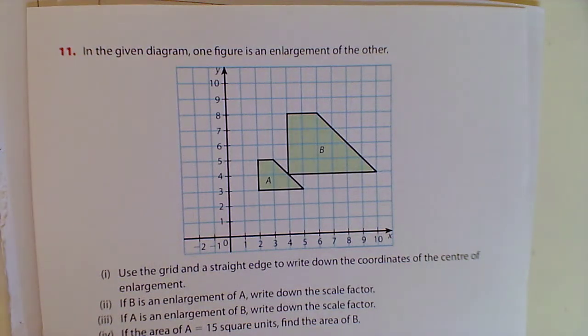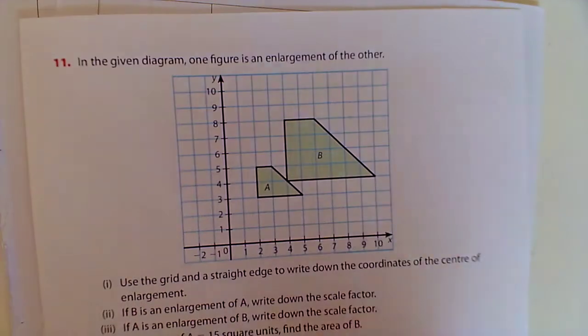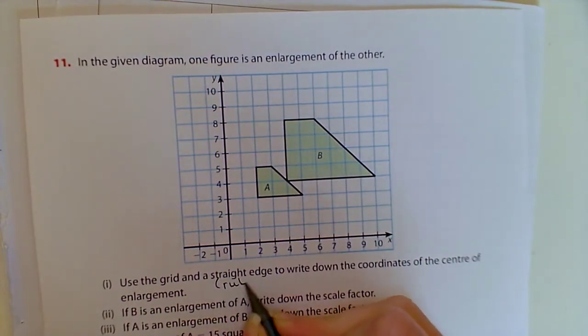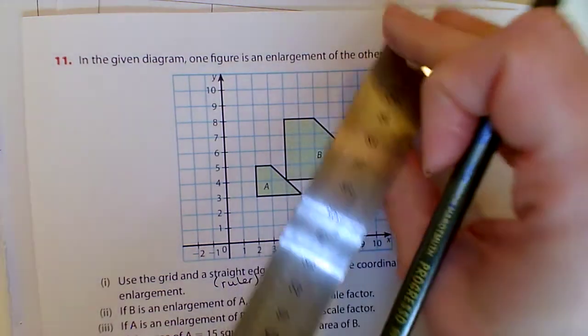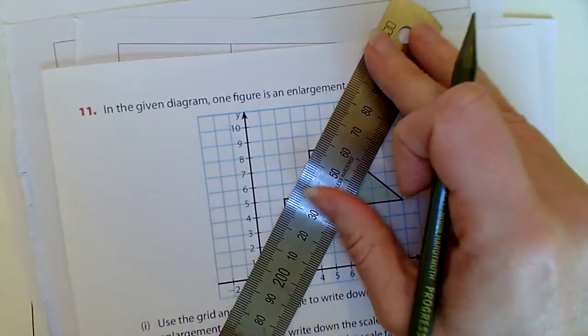Okay, let's go through the solutions of these questions from the book that you were practicing with from Tuesday. So in this diagram, one figure is an enlargement of the other. Use the grid and a straight edge. Straight edge just means a ruler, because there's different types of rulers, to write down the coordinates of the center of enlargement. So what do they actually want us to do? They want us to construct the center of enlargement.